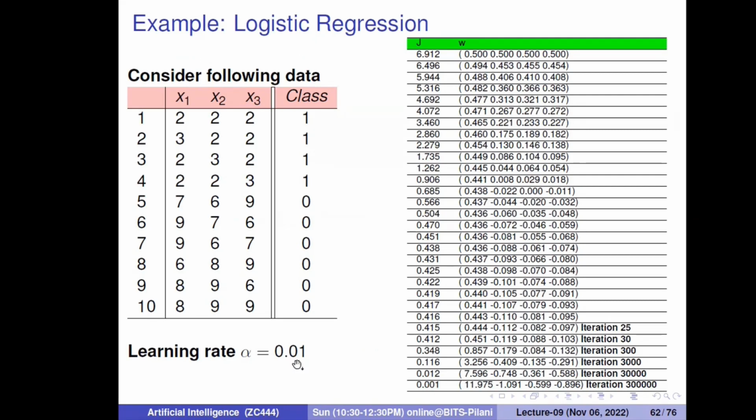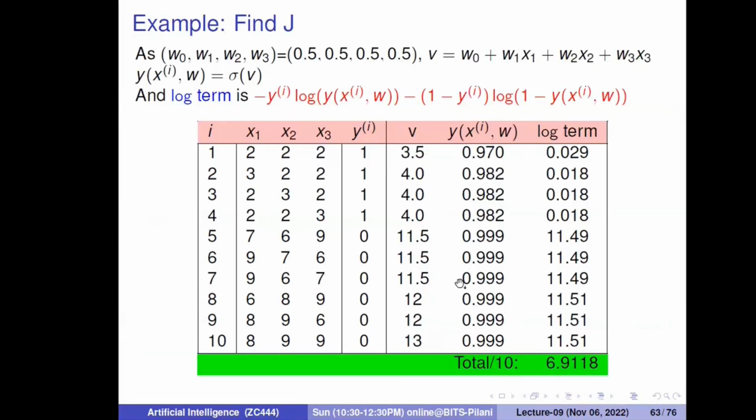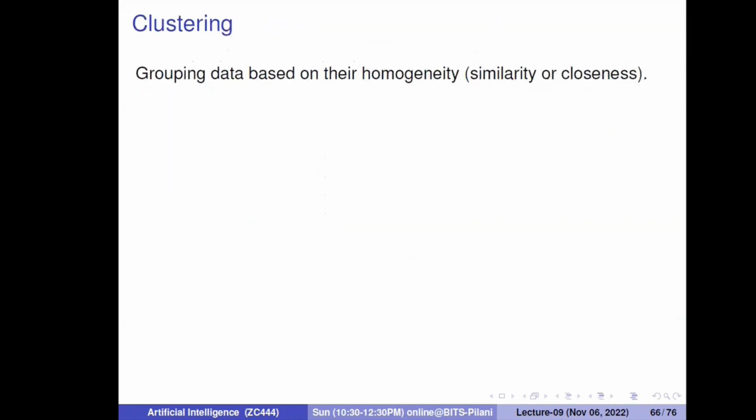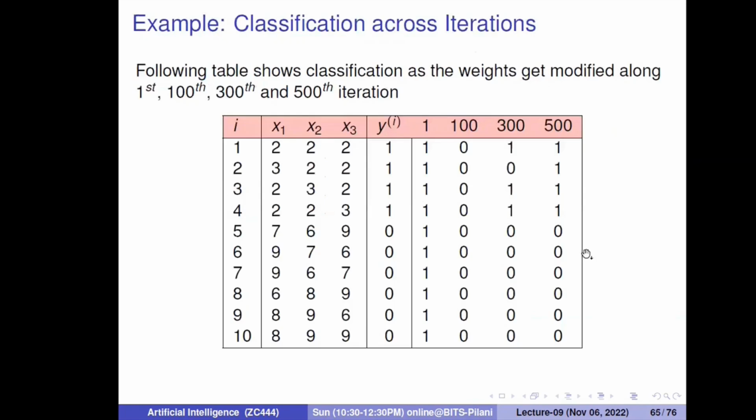Again, I can say that with this particular learning rate, I can show you how J is actually reducing, and by this I am going to get a better classification. So how to find the value of J and how to find the value of w are again simple things that you can do, and now you can do the learning.